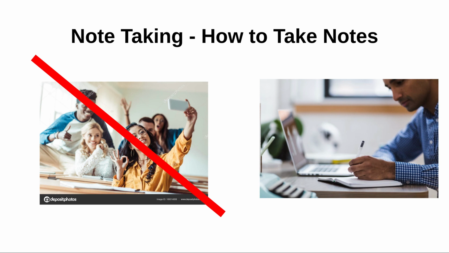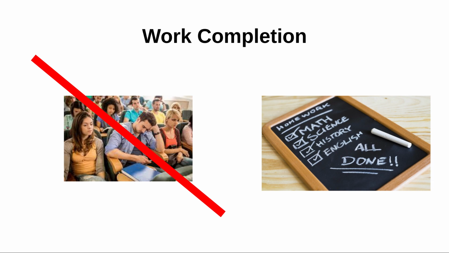Using your phone to take notes. Kids always want to take pictures of stuff. Well, the problem is on their phone, they might have thousands and thousands of pictures. They're not apt to look back at those pictures. Plus, they don't remember it as well. Out of sight, out of the strike zone.